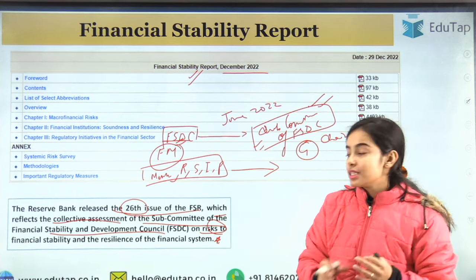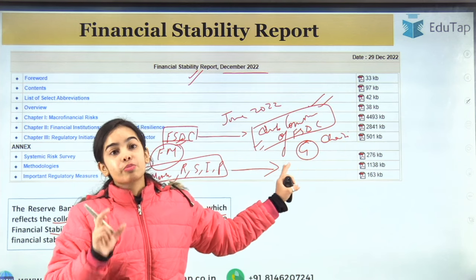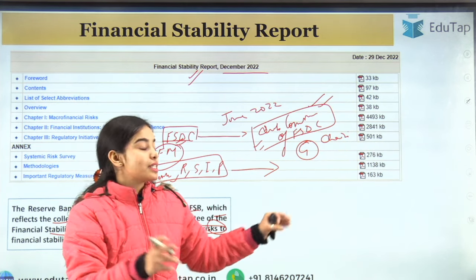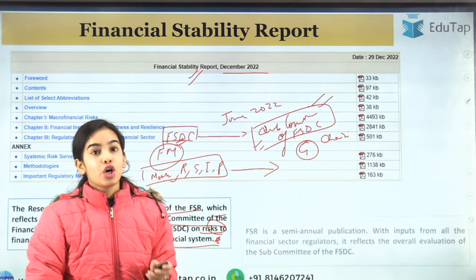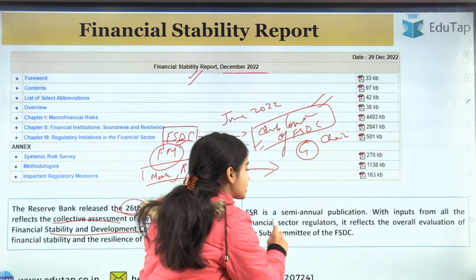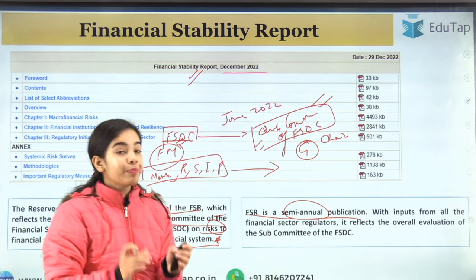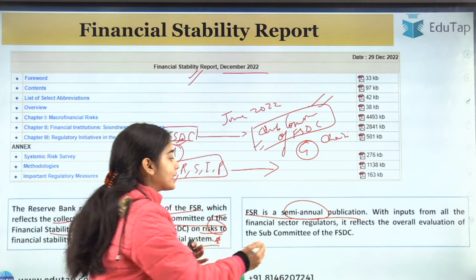So this is the report that is released by the RBI, that is the collective assessment of the subcommittee of FSDC. So what we have understood is that the FSR is a semi-annual publication with inputs from all the financial sector regulators.